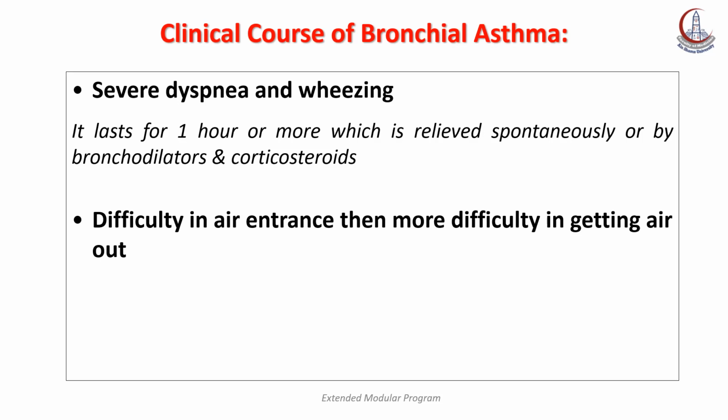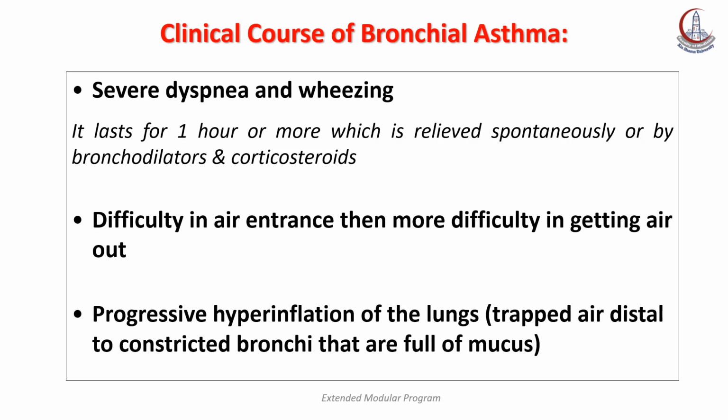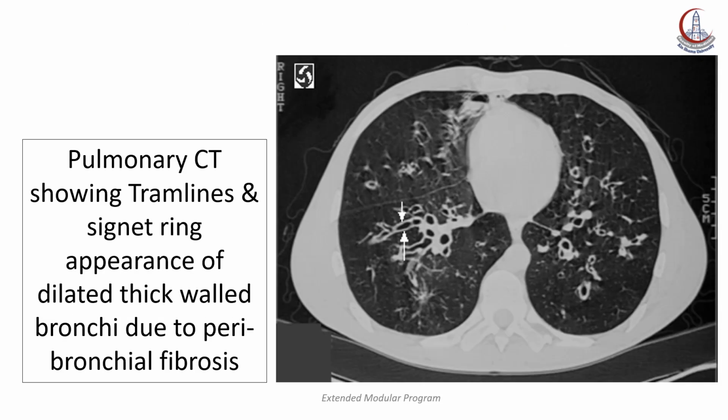The bronchospasm causes difficulty in air entrance, then more difficulty in getting air out. Progressive hyperinflation of lungs due to trapped air distal to constricted bronchi that are full of mucus. Then we will shift to the other topic, which is bronchiectasis.